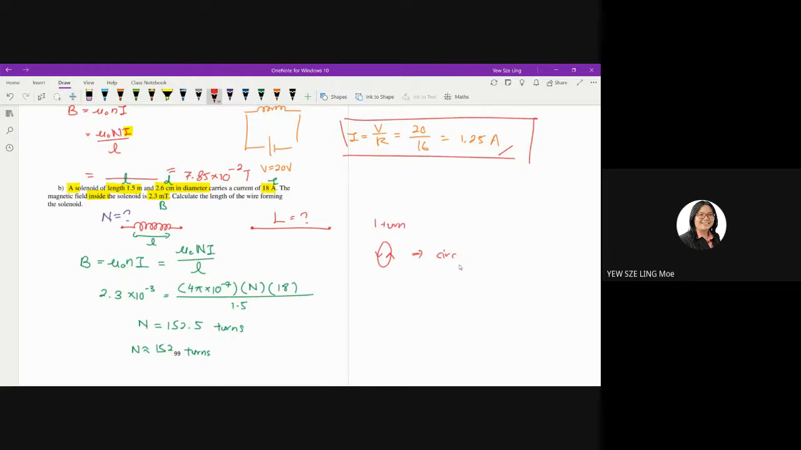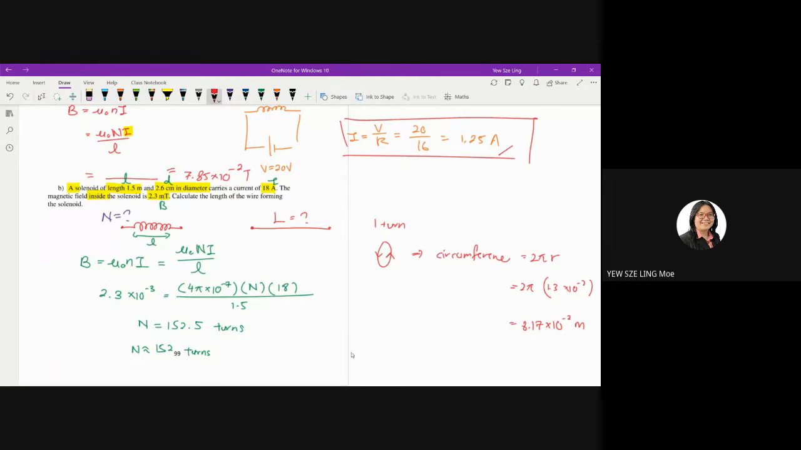One turn, let's look at the circumference. So let us look at one turn equals to how many meters. Circumference is equal to 2 pi r, which is then equal to 2 pi times 1.3 times 10 to the power of negative 2, which is equal to 8.17 times 10 to the power of negative 2 meter. So one turn equals to 8.17 times 10 to the power of negative 2 meter.